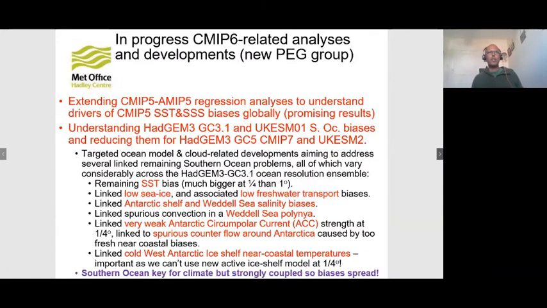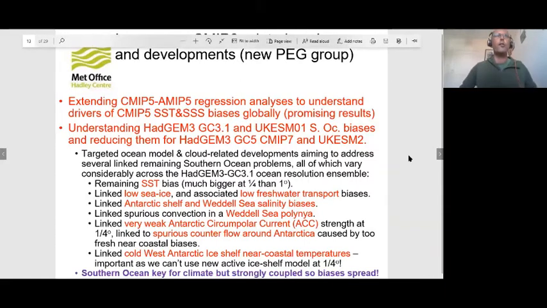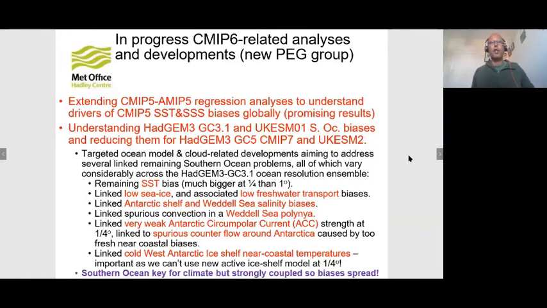So as to in progress CMIP6 related analyses, one thing that I've been working on that there wasn't time to show today is some global extensions to the regression AMIP CMIP5 analyses to understand drivers of SST and SSS biases globally, and these have very promising results. For SST, we can explain quite a large fraction of the world's SST bias if we consider both local and remote AMIP net flux biases.